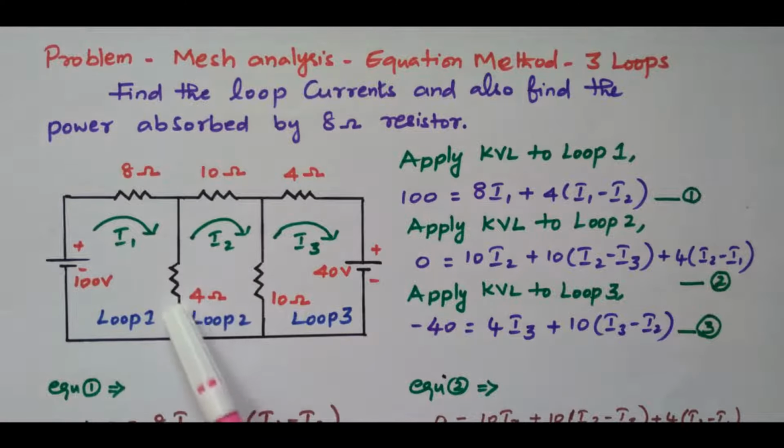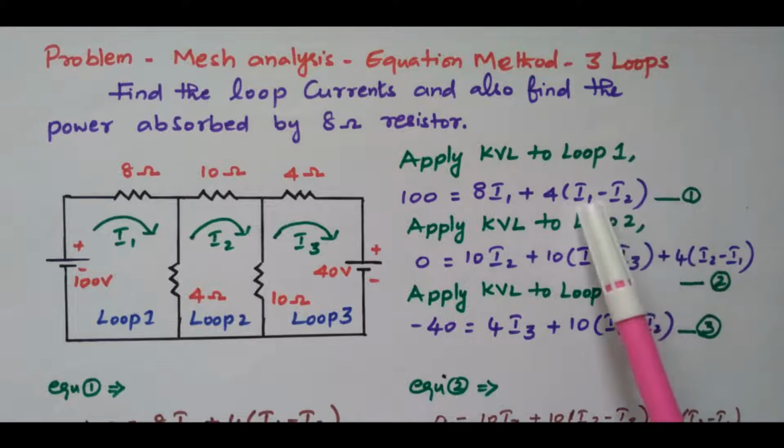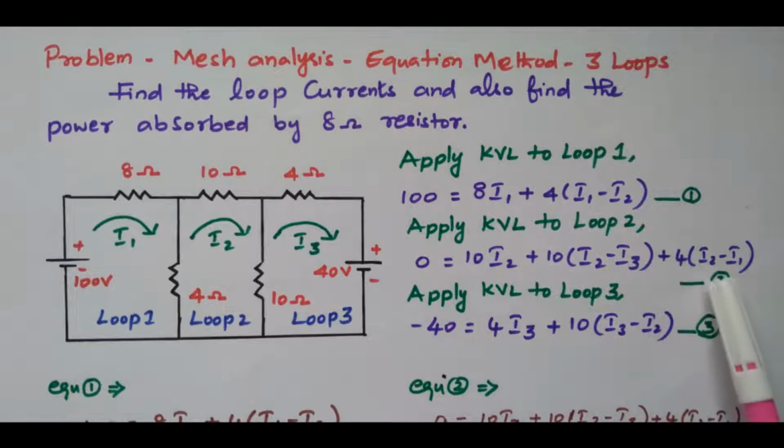Then we have one more resistor, 4 ohm. We already discussed this 4 ohm resistor: I1 is flowing downward, I2 is flowing upward. So already we discussed I1 minus I2. But while referring to the second loop, we need to write I2 minus I1. While referring to the first loop, I1 minus I2. While referring to the second loop, I2 minus I1, because we are taking loop 2 as a reference. Now we calculated the drop across this 10 ohm resistor, another 10 ohm resistor and this 4 ohm resistor. So this is equation number 2. We framed the second equation also.